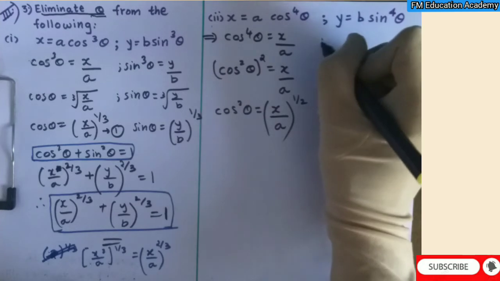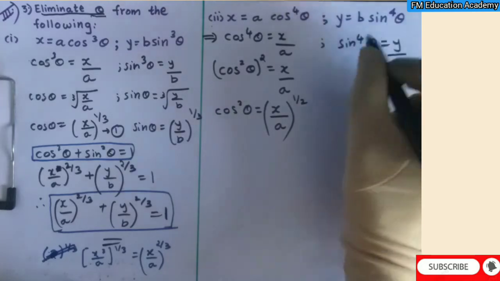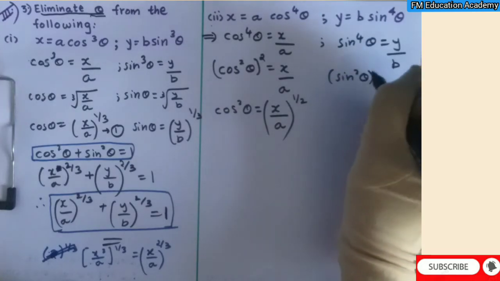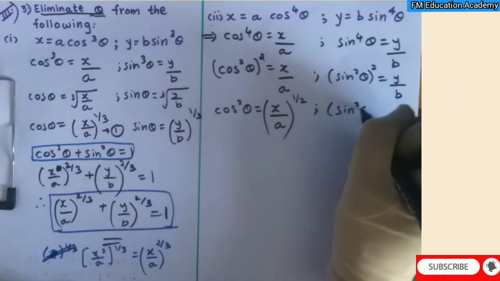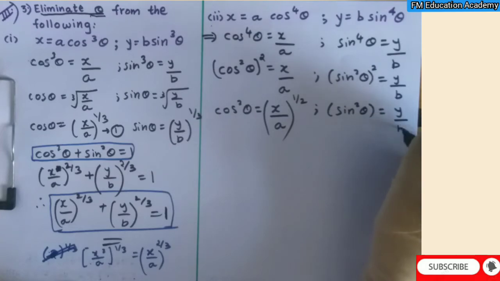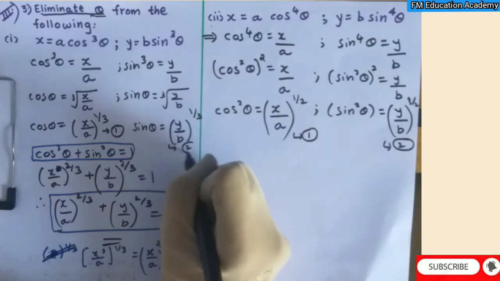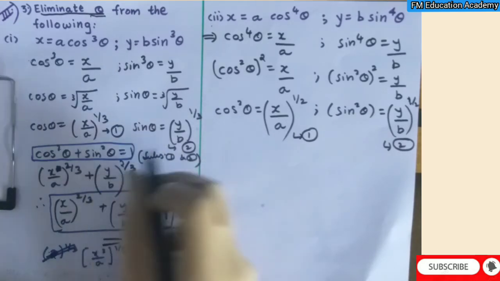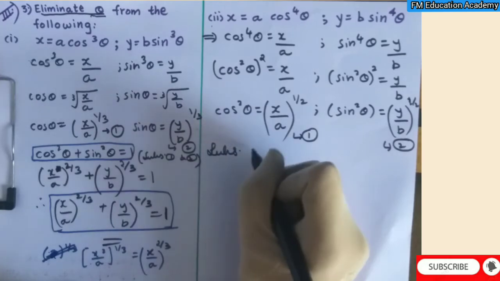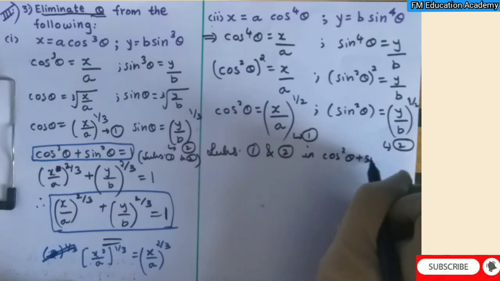So similarly here also, what will I do? Sin power 4 theta is equal to y into b, if it goes that side, divided by b. So this also I can write as sin square theta whole square, that is equal to y by b. So I can write sin square theta is equal to y by b whole power 1 by 2. Let this be equation 1. Let this be equation 2 here also. Substitute 1 and 2 here. Similarly here also we will substitute 1 and 2 in cos square theta plus sin square theta is equal to 1.